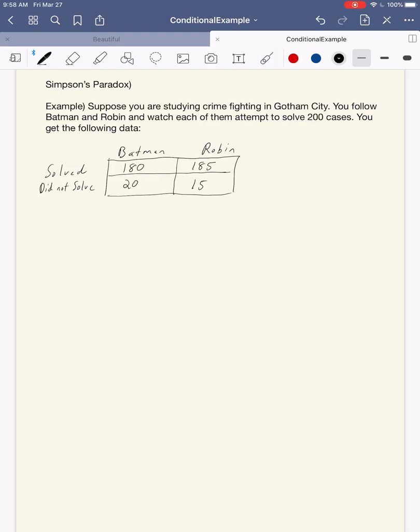This will be the last video on the section about conditional distributions and conditional analysis. All we're going to be doing in this video is taking a quick look at an interesting thing that can arise when doing conditional analysis.